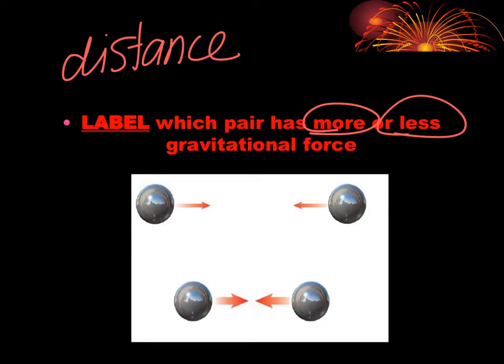So when I look at these two sets, I've got a set that is far apart, and I have a set that is close together. So thinking back, I want to label which pair has more gravitational force and which pair has less gravitational force. So go ahead and do that on the right-hand side.